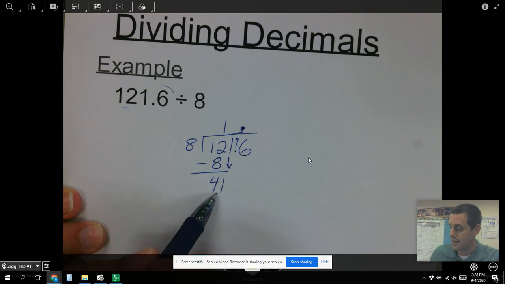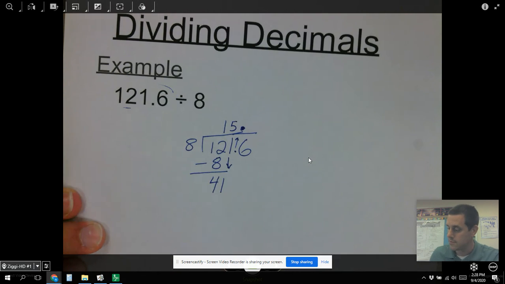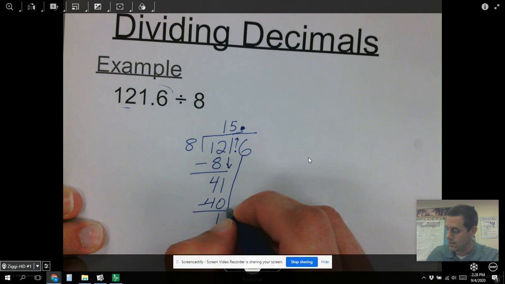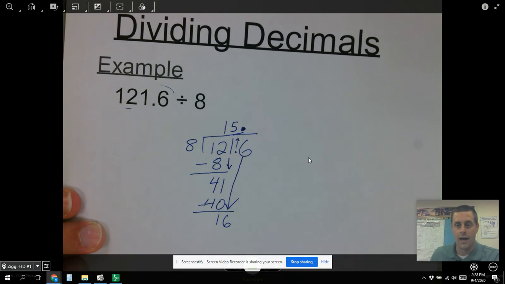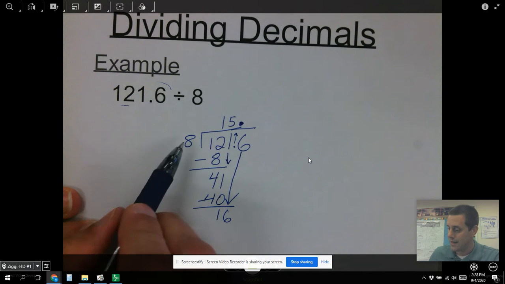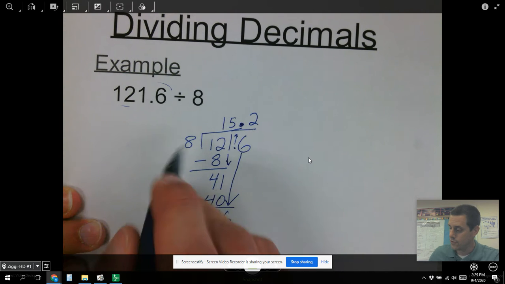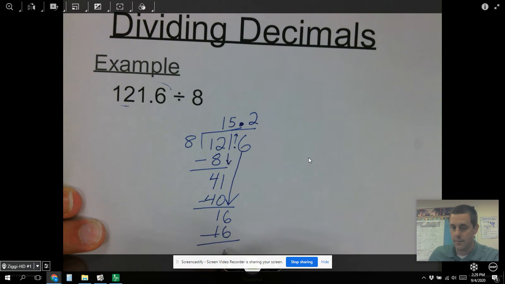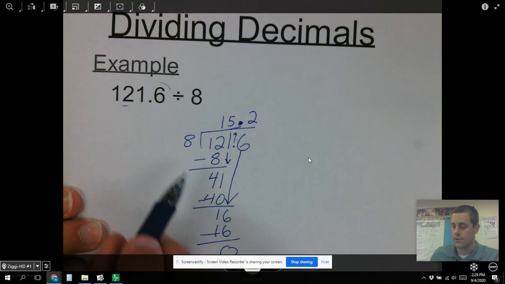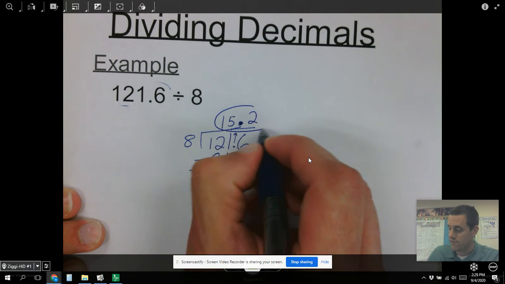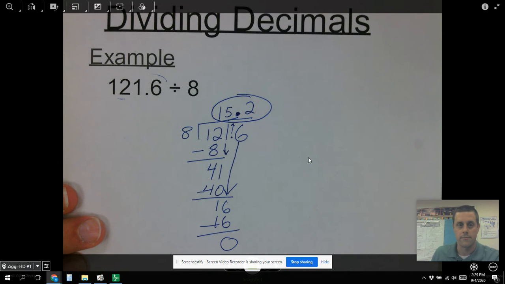Now 8 dividing into 41 will fit 5 times. 5 times 8 is 40. Now it's time to subtract. 41 minus 40 gives me a result of 1. 1 is less than 8. So bring down your next digit, the 6, and repeat the division one more time. 8 divides into 16. It'll fit in twice. 2 times 8 is 16. 16 minus 16 is 0. 0 is less than 8. No values left to bring down, and no remainder. So our final quotient, 15.2.